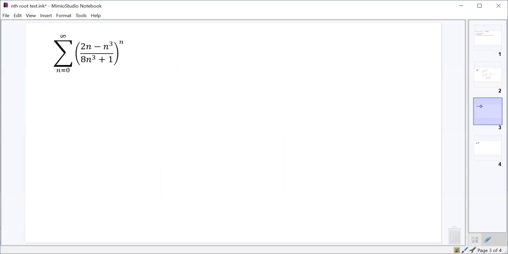All right, let's take a look at this one. Notice that everything in here is being raised to the power of n, which makes this a very good candidate for us to use the nth root test. So first off, are all of the terms in here positive for all values of n?